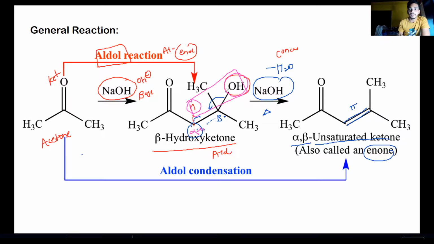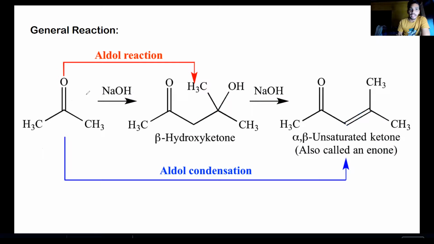Okay. So what is happening in general? There is an aldol reaction whenever alpha hydrogen is present. In case of basic condition, beta hydroxyketone is formed, and in the next step removal of water takes place from the alpha hydrogen and beta OH. So there is a formation of what? Double bond. This is a general reaction. Now let's study exactly the mechanism.